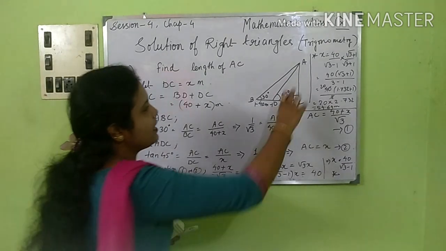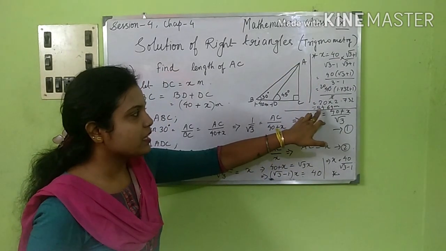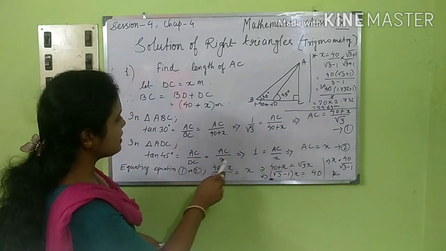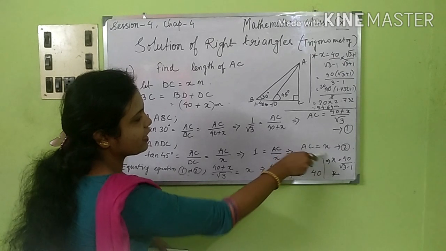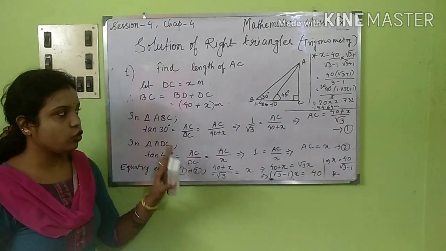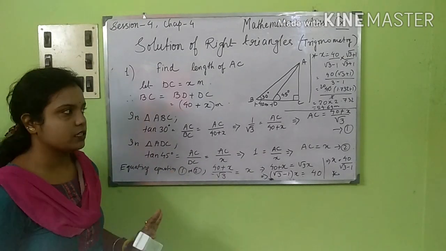So this is a particular length of AC. Why? Because this is a particular value of x. Now we know that AC is also equal to x, we have got in this second equation. So therefore this is a particular value. Okay, I hope you have got it, you have understood this part.